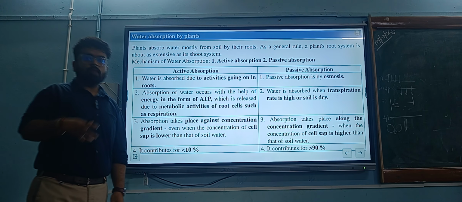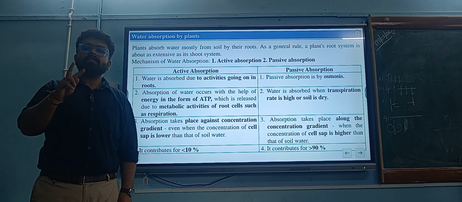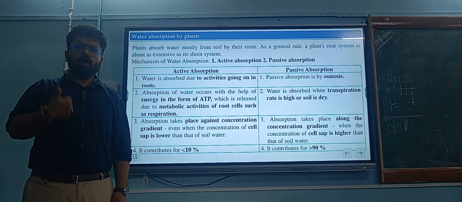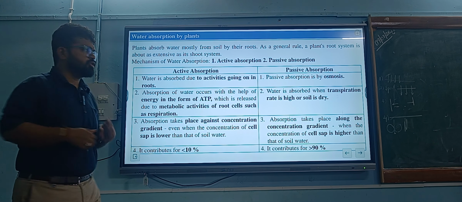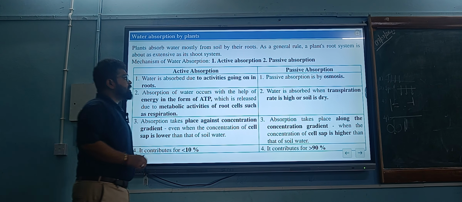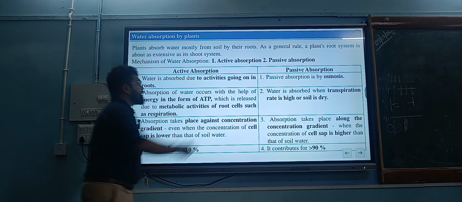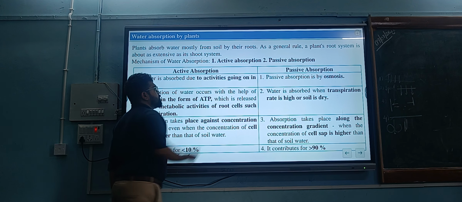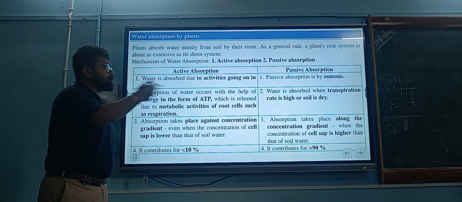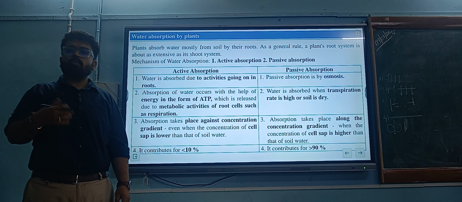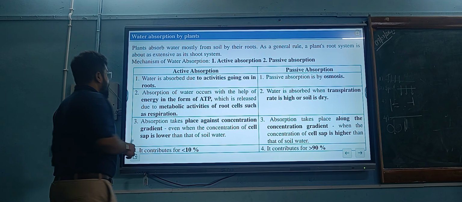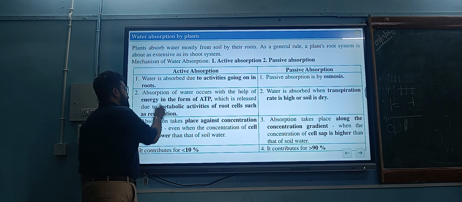Yes, after understanding the force that acts for water retention in the soil, we need to understand how water absorption by the plant takes place. There are two methods or techniques by which water absorption takes place. The first is active absorption and the second is passive absorption. Active, as the name itself indicates, is absorption due to activities going on in the roots. The activities going on in the roots that determine the water uptake, we call active absorption, and passive absorption is mainly by osmosis, from the region of higher concentration to the region of lower concentration.